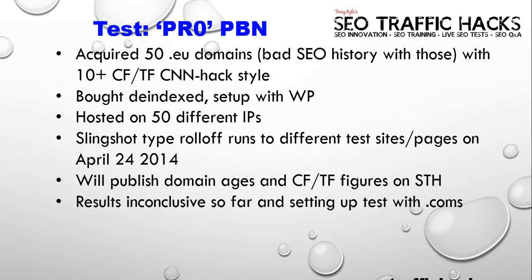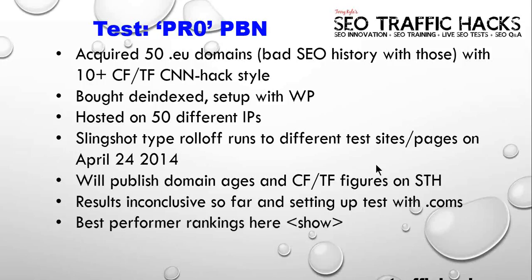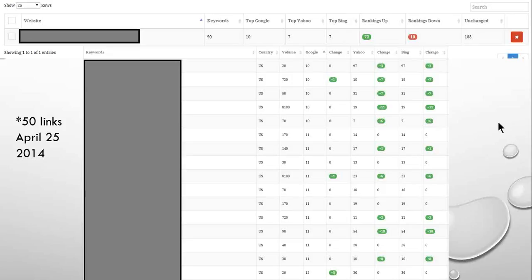So it could well work, but I want to run an identical test with .coms rather than .eu. And even though theoretically it shouldn't matter, I'd really like to test it more, because working that way to get aged domains can be super powerful, very, very good. So here we go with the best performer so far from that PBN.